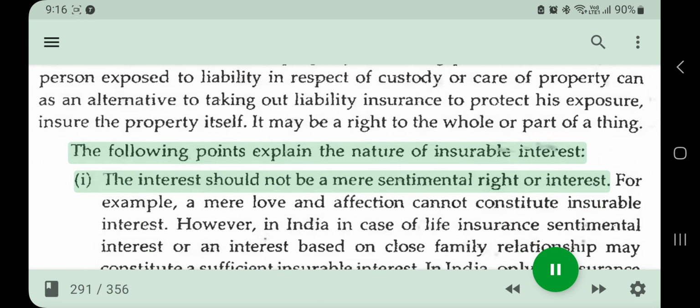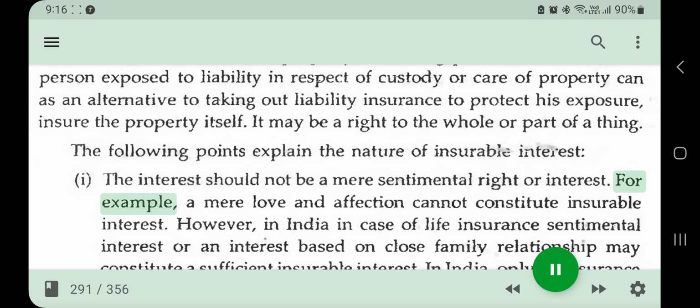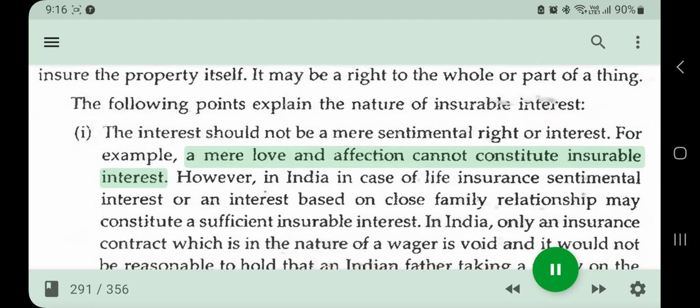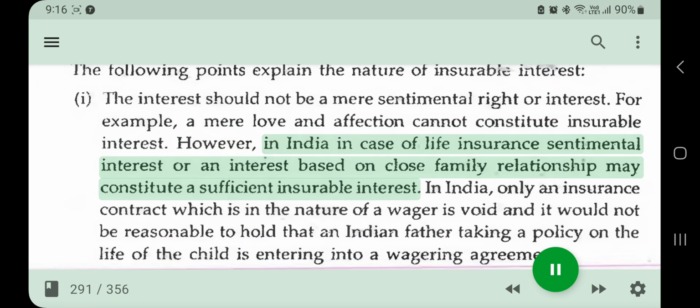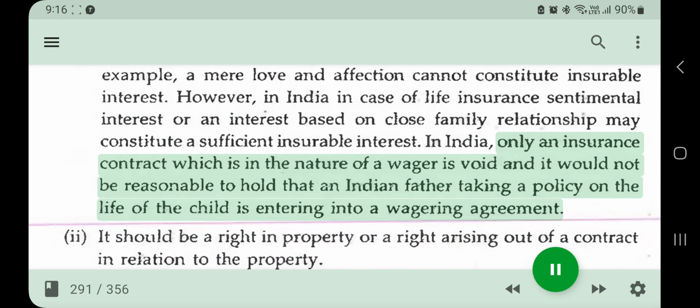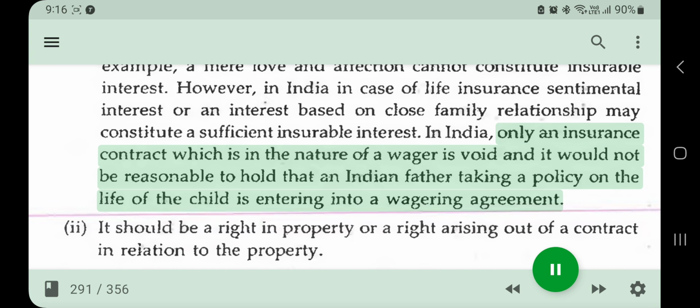The following points explain the nature of insurable interest. The interest should not be a mere sentimental right or interest. For example, mere love and affection cannot constitute insurable interest. However, in India, in case of life insurance, sentimental interest or an interest based on close family relationship may constitute a sufficient insurable interest. In India, only an insurance contract which is in the nature of a wager is void, and it would not be reasonable to hold that an Indian father taking a policy on the life of the child is entering into a wagering agreement.